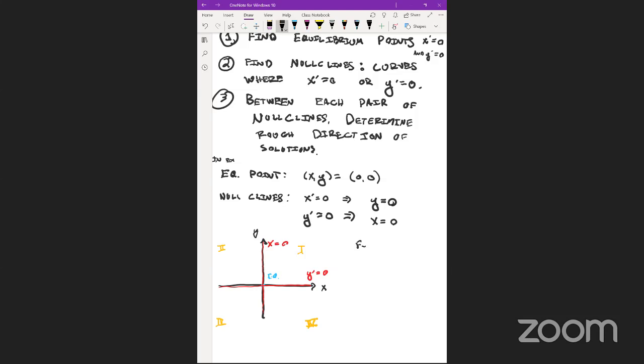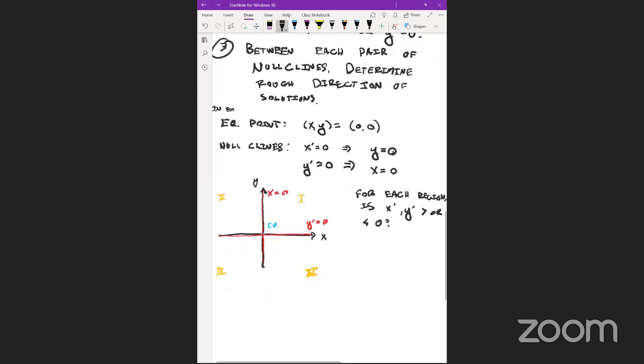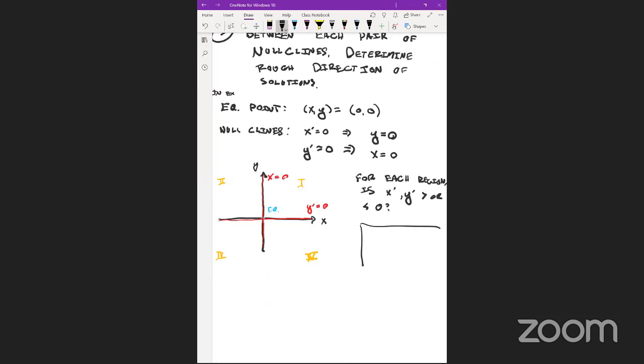So for each region, is x prime and y prime greater than or less than 0? Okay, so let me just box the equations here again. X prime equals minus a y, y prime equals x.